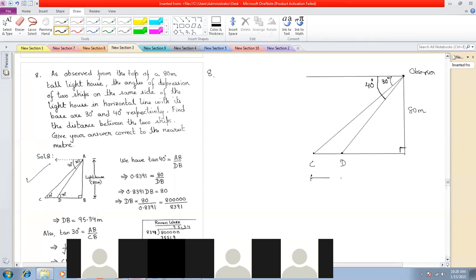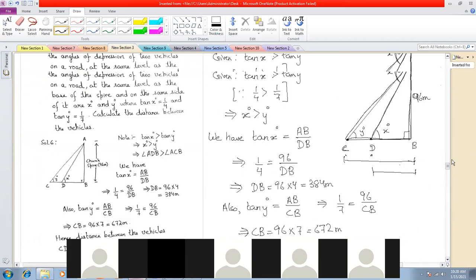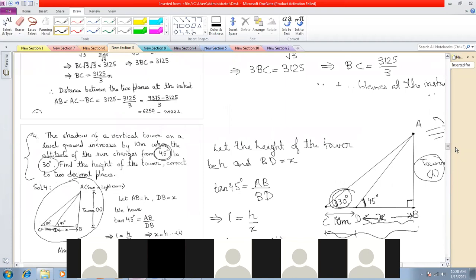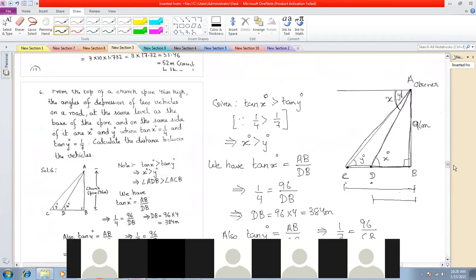Question is, find the distance between the two ships. That is, I have to find out this distance. And you have to give your answer correct to the nearest meter. Now this again is like problem number 4, 5, and 6, if you remember. This diagram looks like this diagram, or this diagram, or even this diagram.